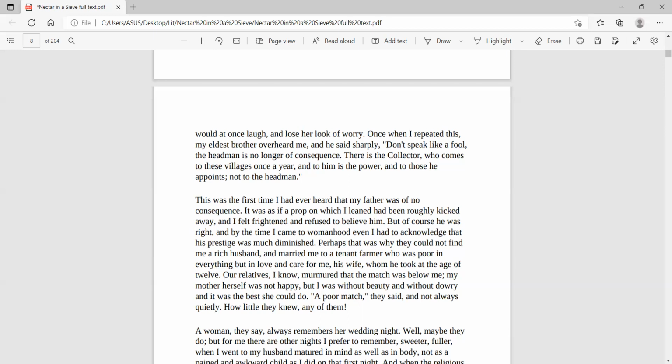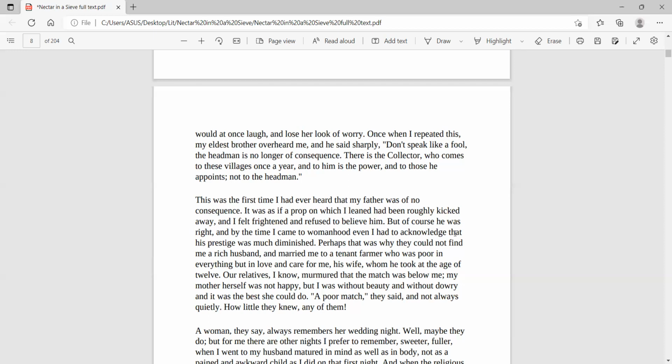A farmer is someone who works on land, but a tenant farmer is someone who works on somebody else's land. "Who was poor in everything but in love and care for me, his wife, whom he took at the age of 12." He was poor in everything, but in love and care for me he was kind of rich. So that highlights the fact that he was a very loving and caring husband. This is what is important for a healthy and good relationship. "His wife, whom he took at the age of 12." It's a custom, child marriage.